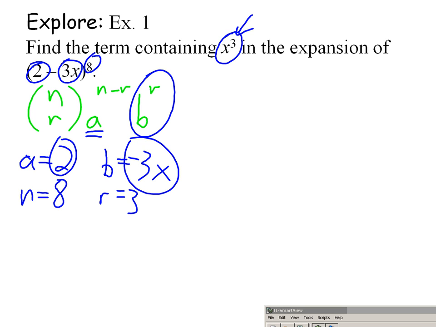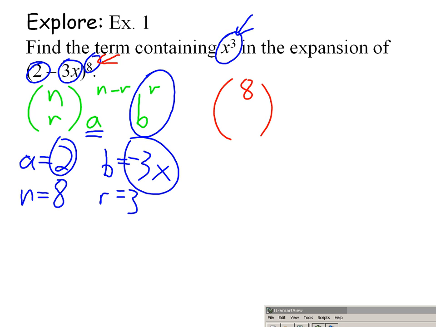If you didn't quite catch that, pause the video here. Take a look at it again. Rewind it. See if you can see why b has to be 3. Again, when we do our substitution here, and I'll write that off to the right here, we know that n is 8. Why? Because we had an exponent of 8.